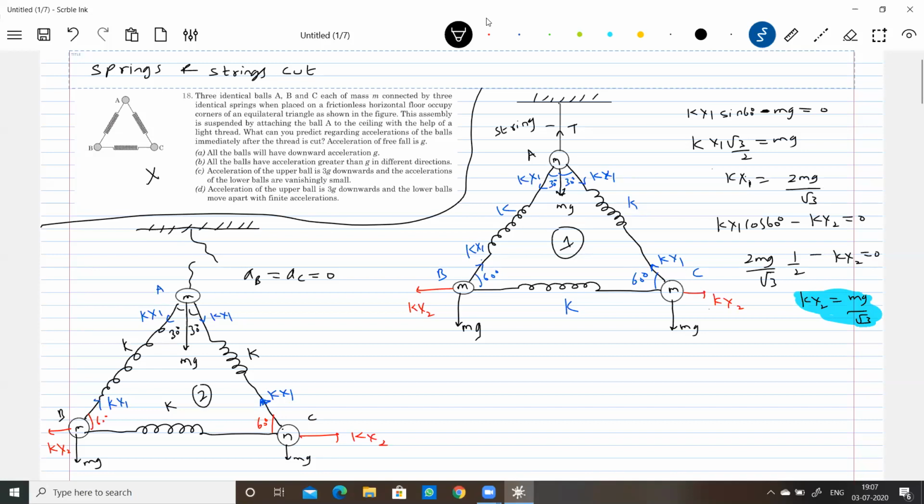Now come for diagram 2. What should be the acceleration of block A now? Acceleration of B and C will be equal to 0. What about the acceleration of A? Acceleration of A should be equal to (mg plus 2kx1 cos 30)/m. So g plus 2kx1 by m. Kx1 is how much? 2mg by root 3. Cos 30 is root 3 by 2. So this will become g plus 2g, 3g. Yes, it's possible.